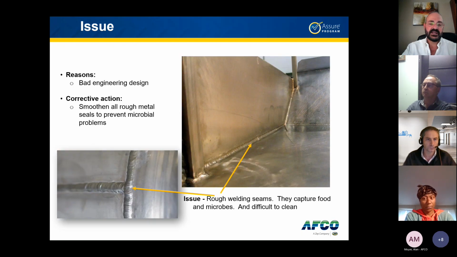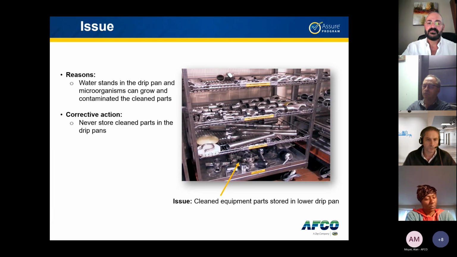Rough weldings are not good because food particles will stick to them. Microorganisms will stick to those food residues, form biofilm, and you'll have a source of contamination. Smoothen out all those weldings when you have equipment like this, okay?